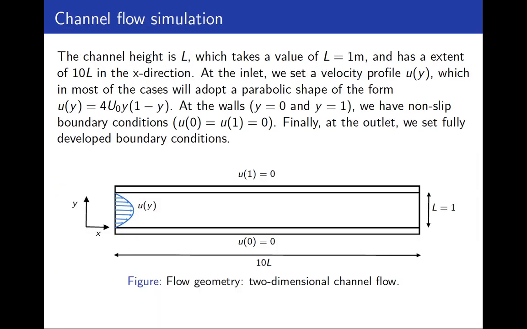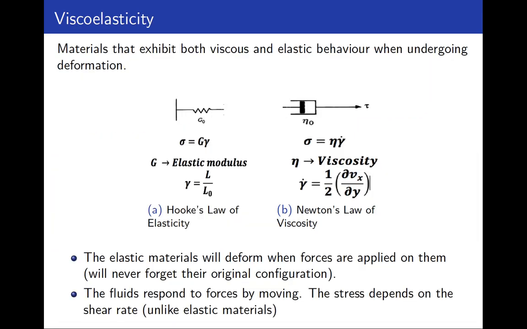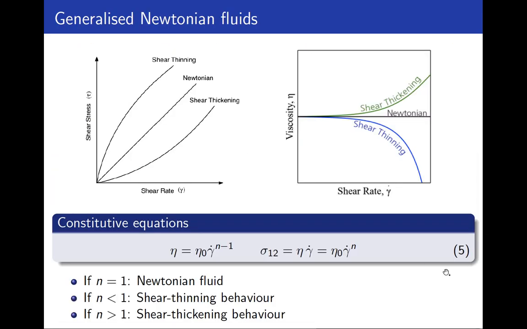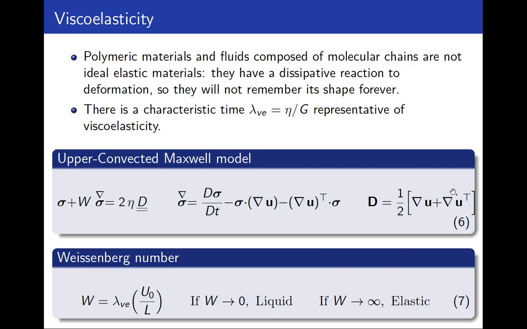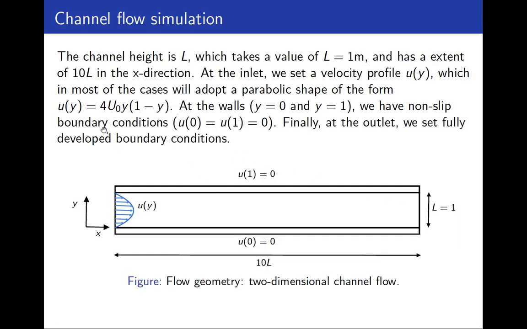So now moving on to the part of simulation results I have done in the past. So I simulate shear-thinning and viscoelastic materials in channel flows. So this is the geometry of a channel. So we have the dimensions of the channel. So the channel is 10L. So L is the channel height, which can be 1 meter. So the total length of the channel is 10 meters.